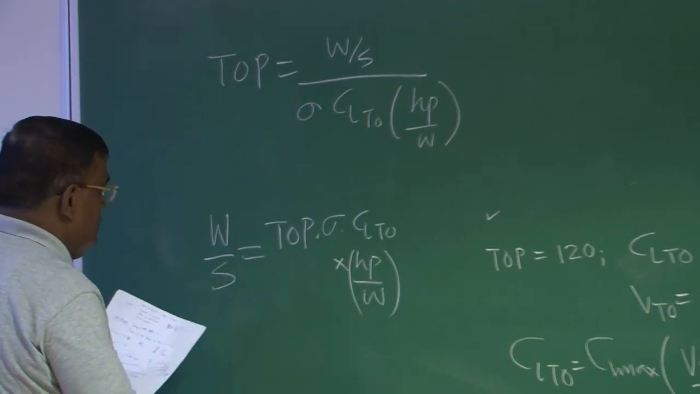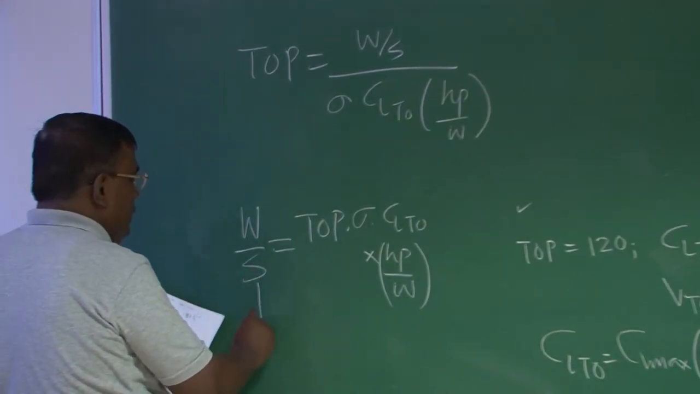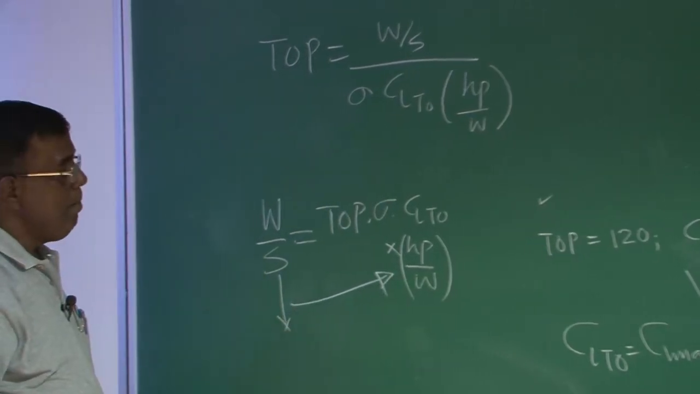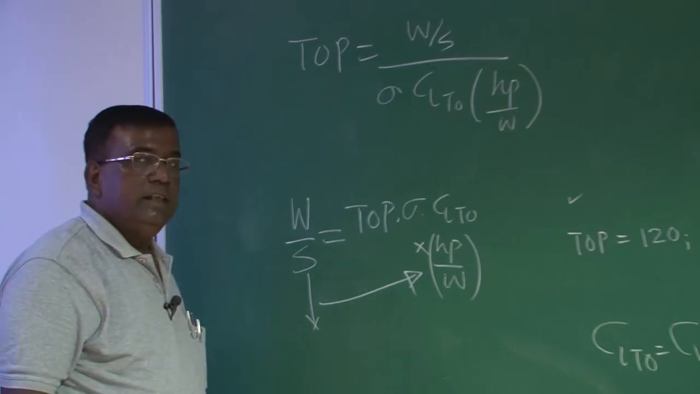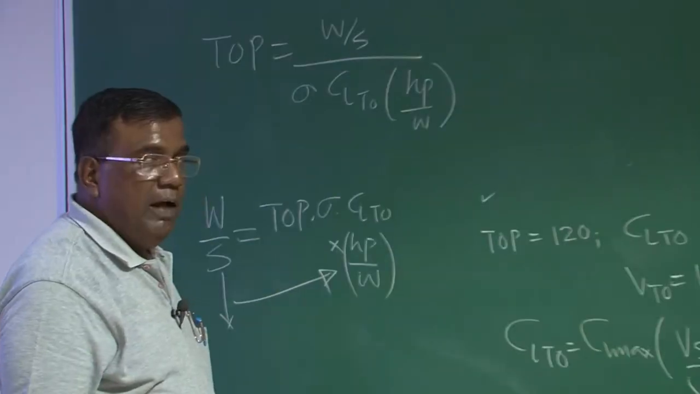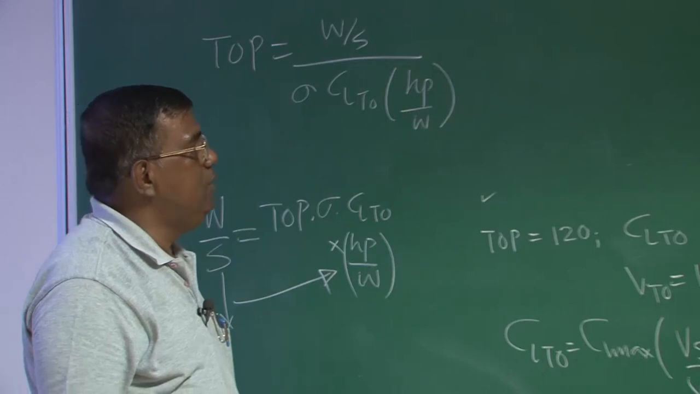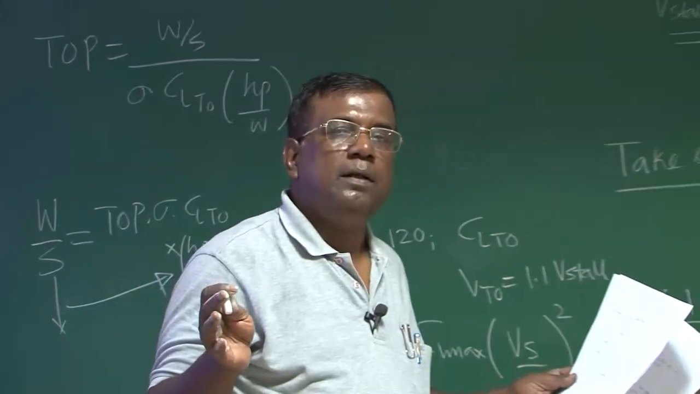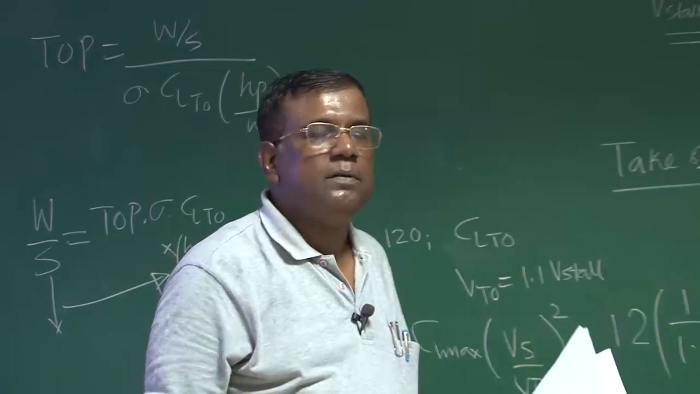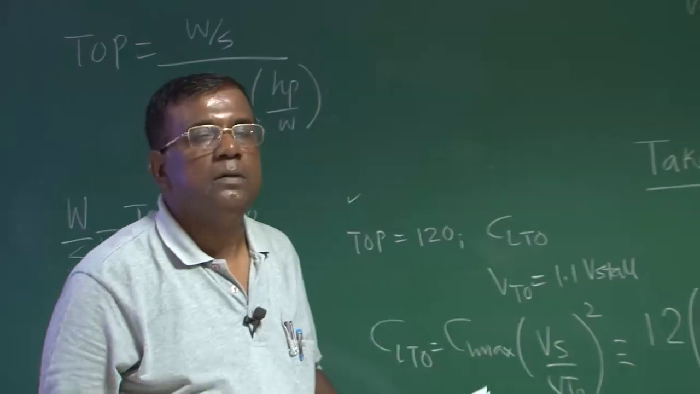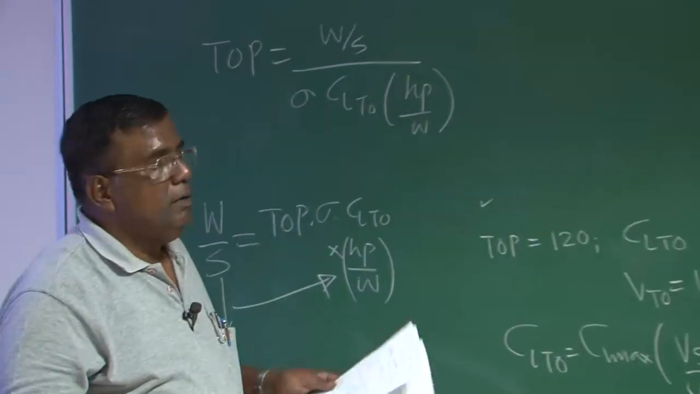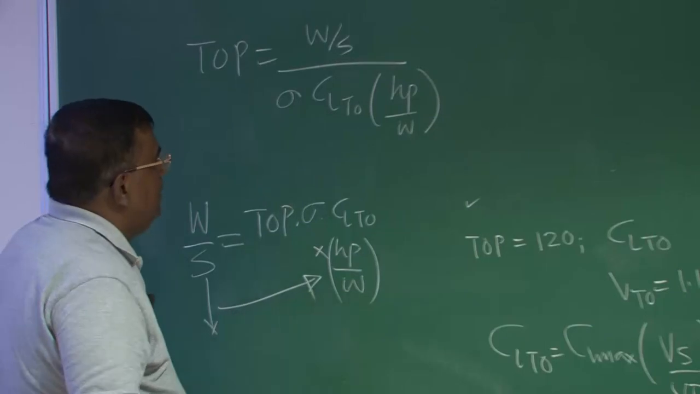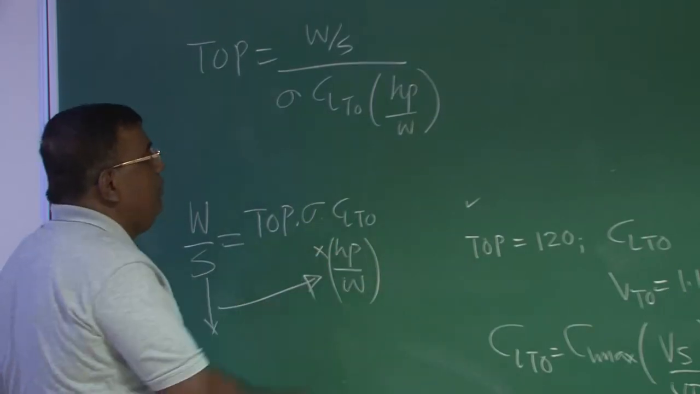So W by S, if I want to calculate for takeoff, I need to know the value of HP by W. Actually, power loading is W by HP. Now, what is that value I should take at a conceptual stage? As I told you, with your mission requirement, we need to identify a baseline airplane of that weight class, similar performance, same type of engine, propeller driven engine, and through historical data you will find for such airplane the value of HP by W will be available to you.